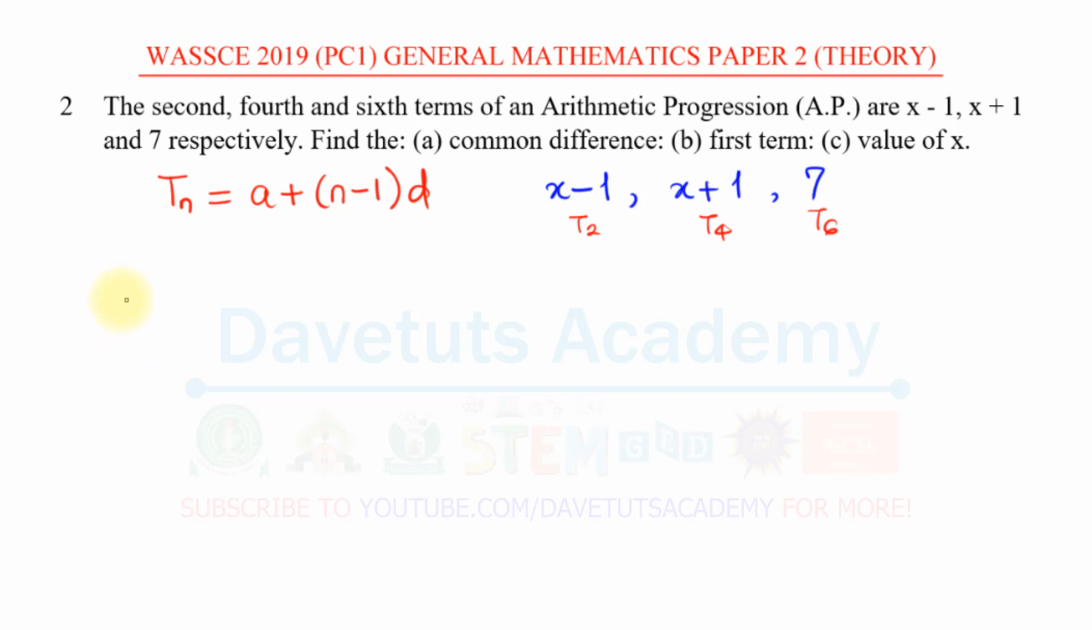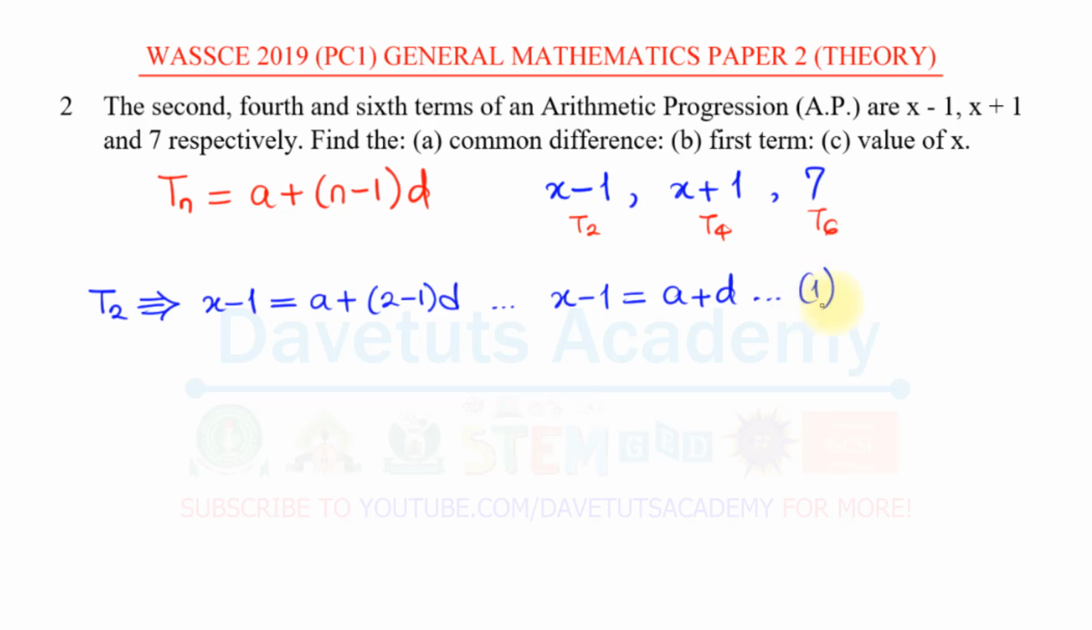So if we are to consider the second term, T2, which we are given to be x minus 1, we know that will be equal to a plus n minus 1 multiplied by d, where n is 2, the number of the term, because we say it is the second term. So that will be 2 minus 1 multiplied by d. This is going to give us x minus 1 is equal to a plus, 2 minus 1 is 1, 1 multiplied by d is d. So it is a plus d. We can note that as one of our equations, and in short I'll call it equation 1.